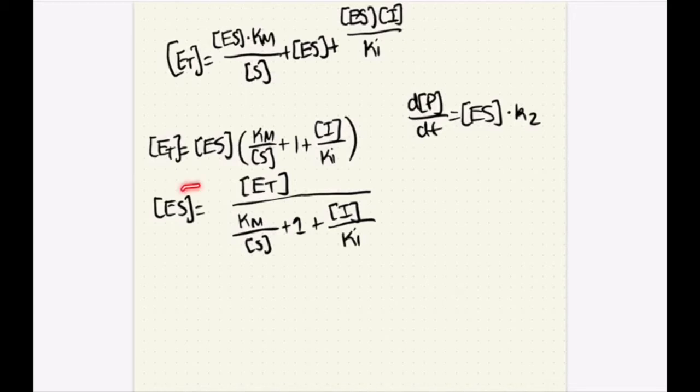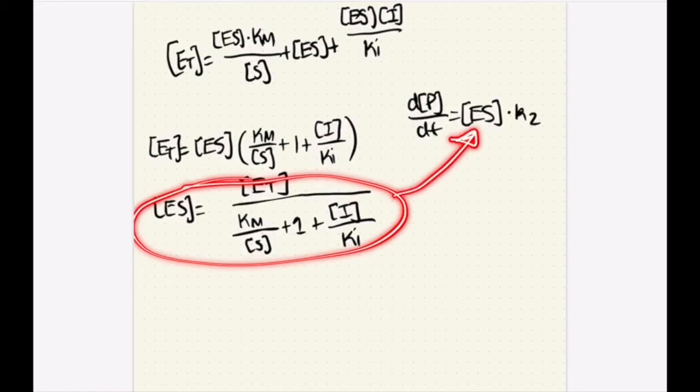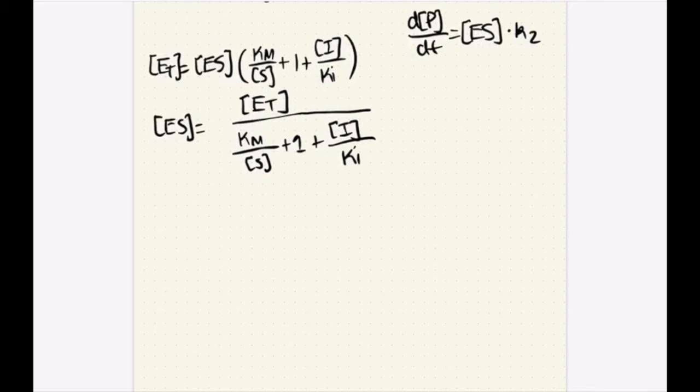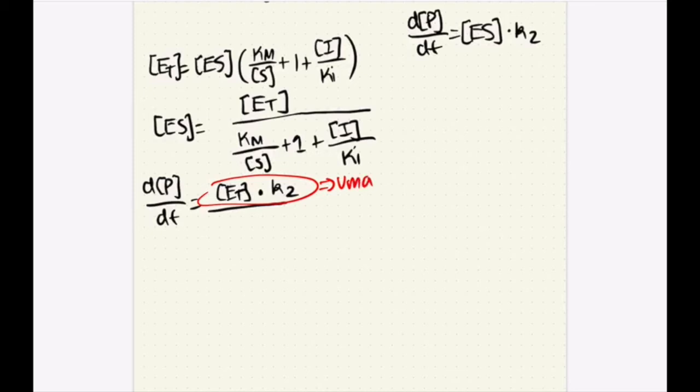We can now take this equation and plug it in to this ES in the rate of product concentration change over time. So dP/dt is going to be equal to the total enzyme concentration times the K2 rate parameter, which we can simplify to make the Vmax value, over the Michaelis constant over the substrate concentration, plus 1, plus the inhibitor concentration over the inhibitor constant.